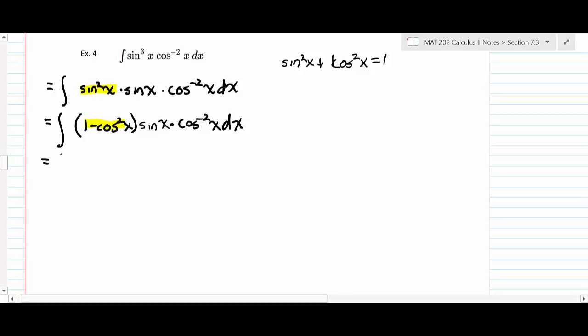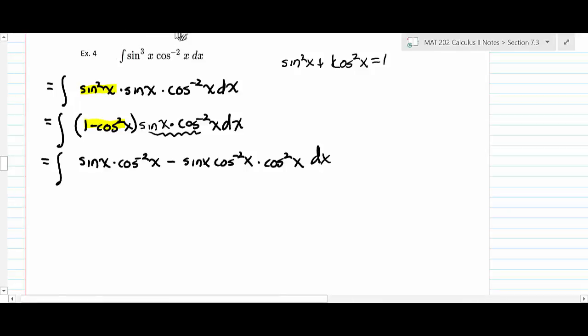Let's do a distributive property, okay? So I'm going to take this whole thing and multiply it through like this. So I'm going to multiply that. That's going to give sine x times cosine negative 2x like that. Okay, then we're going to distribute this way. So that's minus sine x cosine negative 2x times cosine squared x dx like that. Okay, so sometimes you just run with an idea and see where it takes you, right?